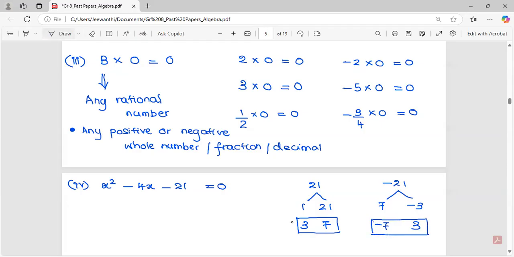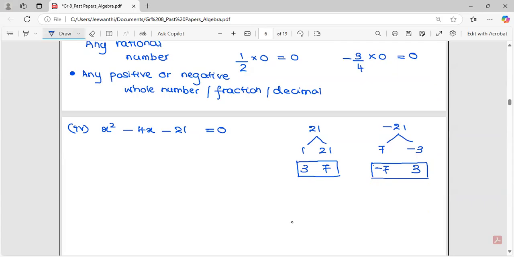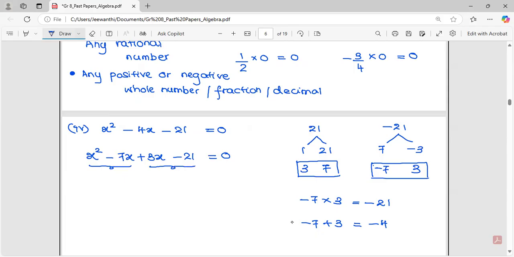So why I select that? Because I can multiply them, negative 7 and 3, it is negative 21. And then the negative 7 and positive 3, it is equal to negative 4. So then I can write this x squared minus 7x plus 3x minus 21 equal to 0. Then what happened? X squared minus 7x and 3x minus 21.